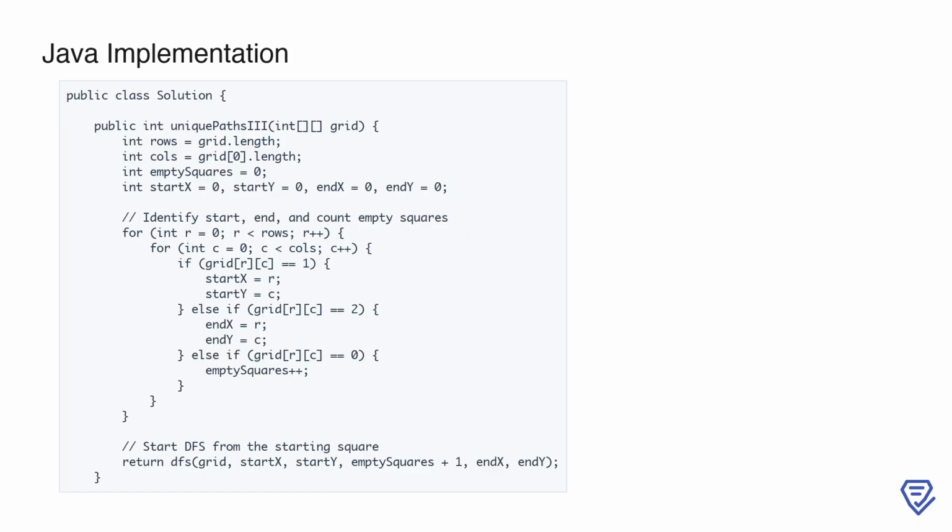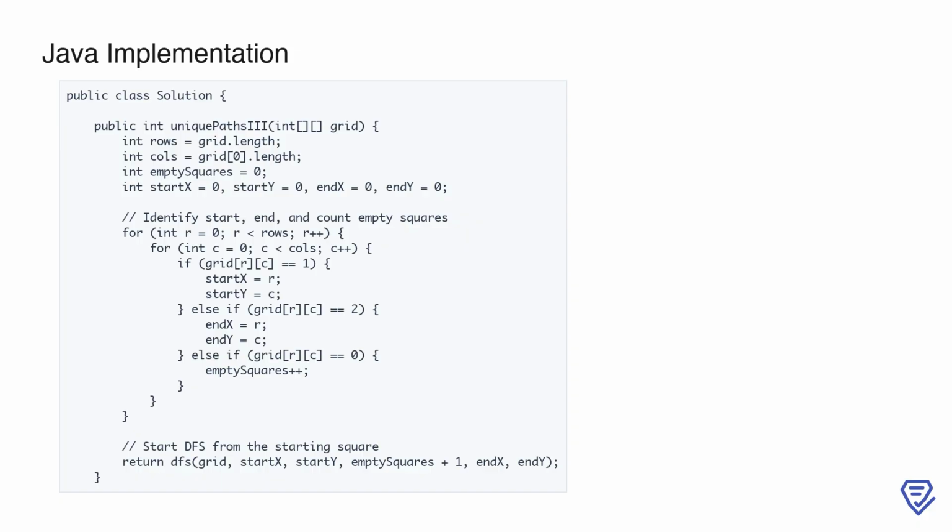The first step is to initialize some variables, rows and cols to represent the dimensions of the grid, empty squares to count the number of cells we need to visit, and coordinates for the start and end points. Next, we loop through each cell in the grid to identify the starting square, the ending square, and count the empty squares. If a cell contains the value 1, it marks our starting point, so we store its coordinates in start_x and start_y. Similarly, if the cell value is 2, it represents the endpoint, and we store those coordinates in end_x and end_y. For any cell with a 0, we increment the empty squares count since these are the traversable cells.